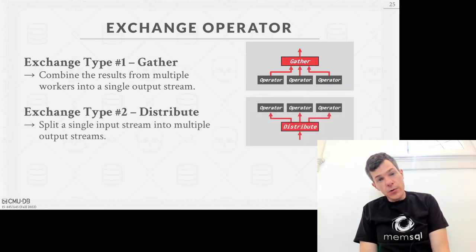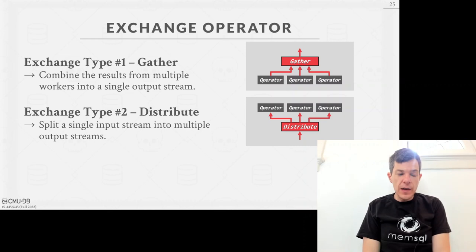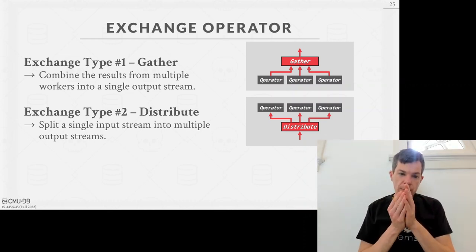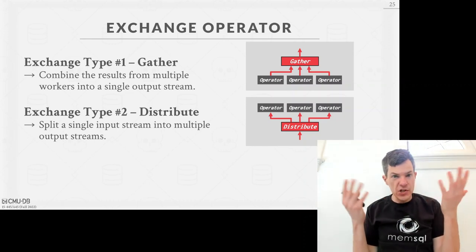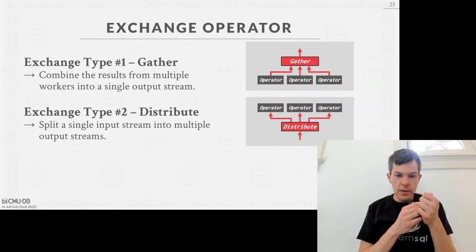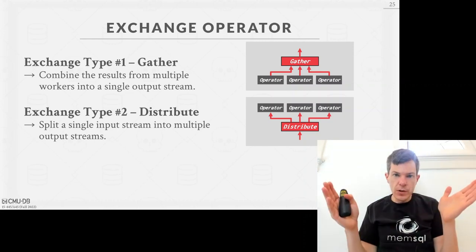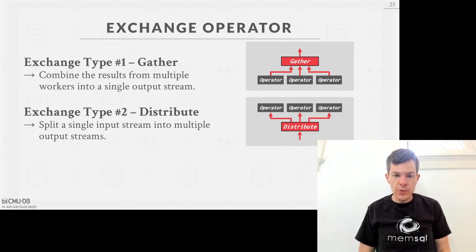The next one is distribute, and this is where we're going to take a single input stream from our child operator, and then we're going to break it up according to some partitioning scheme: round robin, hash partitioning, range partitioning. We'll cover these later, but you basically take the single input stream and then you break it up into disjoint subsets, and you send that out to different consumers up above.